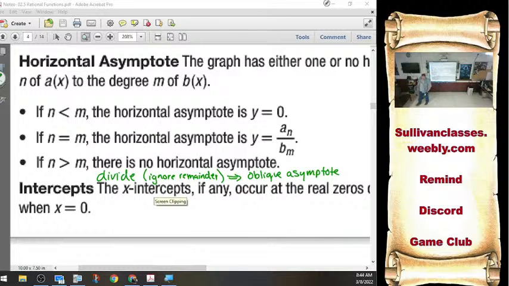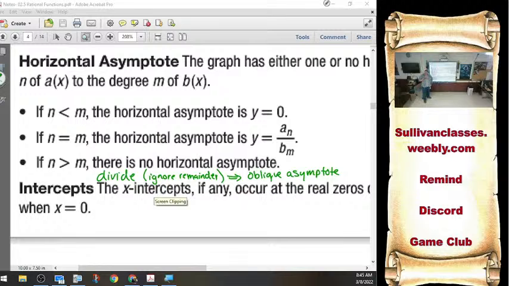Now go look back at 1b, the one that I just did that had the oblique asymptote. See how it was x squared over x to the first? The degree of the numerator was greater, so I'm going to have to divide. If I take x squared divided by x to the first, I get x to the first. That's why it was a line as an asymptote.